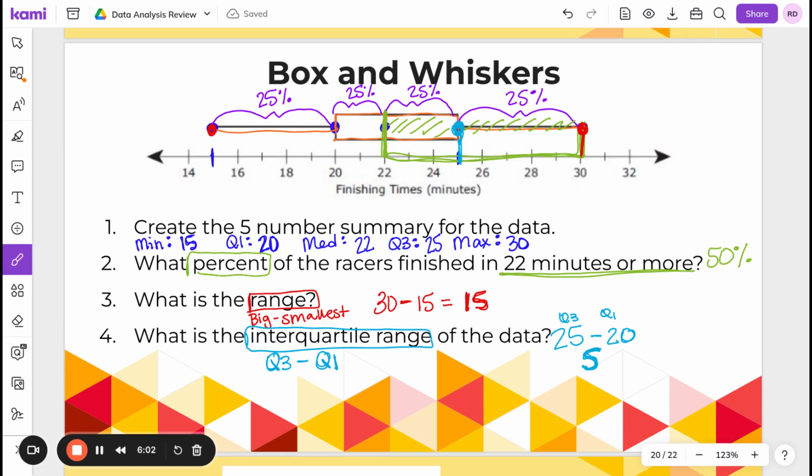Same thing with your histograms. Your box and whisker plots don't tell you which values are between or inside these ranges. They just tell you that there are numbers in there. The only way for you to figure out which ones they are is if you are for some reason given a list or a frequency table.